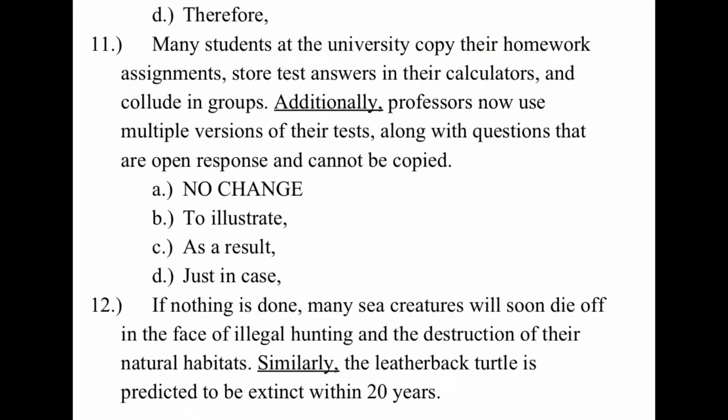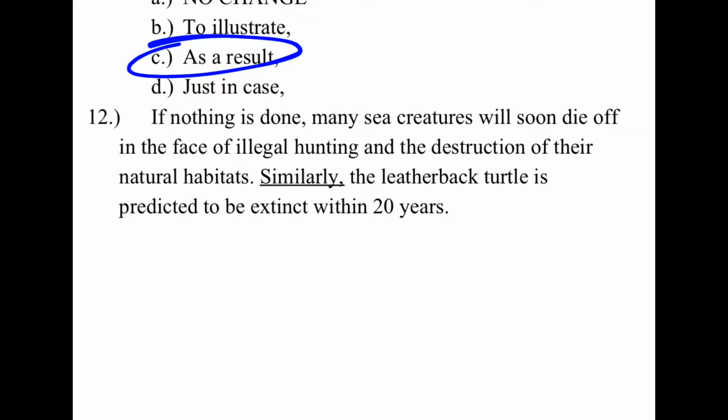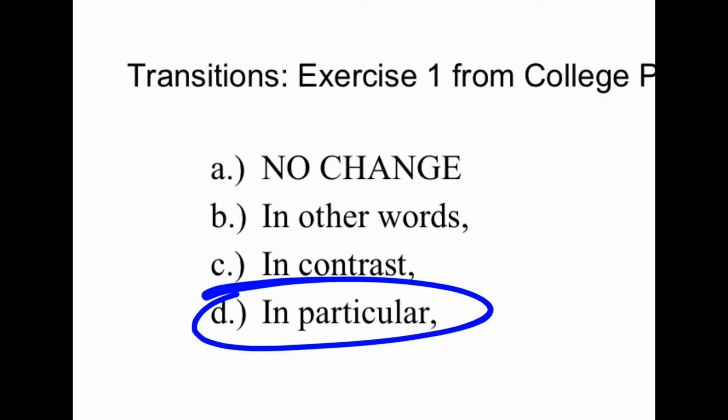In 11, this first sentence explains why professors have to use multiple versions of their tests. It's showing a cause-effect. C is the cause-effect transition. So in 12, they're talking about sea creatures dying off, and in the second sentence, they're talking about a specific sea creature dying off. That's why D, in particular, was the best choice.